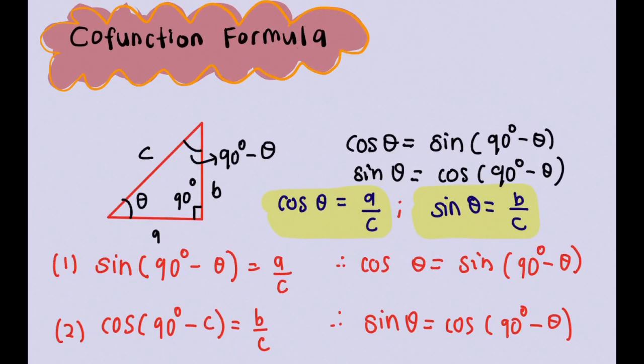Alright, so for cofunction formulas, let's draw this right angle triangle, 90 degree. And you can have one angle here with theta. So naturally, another angle will be the total angle, 180 degree minus 90 degree minus another theta here. So let's solve this. 180 degree minus 90 degree is 90 degree. So this is 90 degree minus theta.